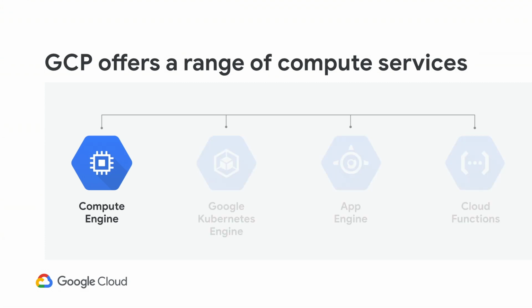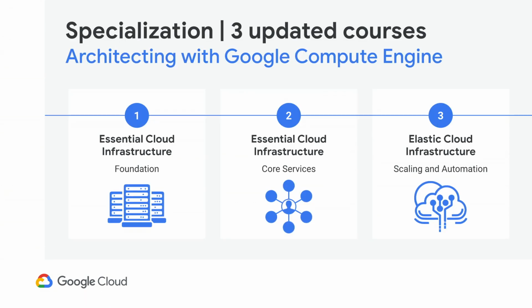Now, this specialization focuses on Compute Engine as the computing platform, which is why we renamed it to Architecting with Google Compute Engine. As part of this refresh, we made significant changes to the labs, quizzes, demos, and slides, and have re-recorded all of the content of the courses that I've listed here. That is the Essential Cloud Infrastructure Foundation course, the Essential Cloud Infrastructure Core Services course, and the Elastic Cloud Infrastructure Scaling and Automation course. Let me actually head over to Coursera to show you this updated specialization.